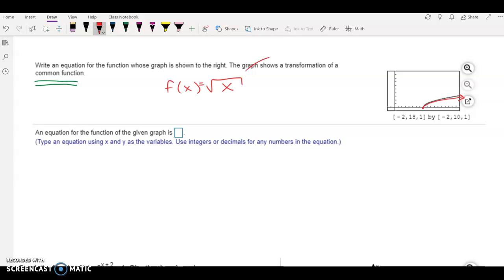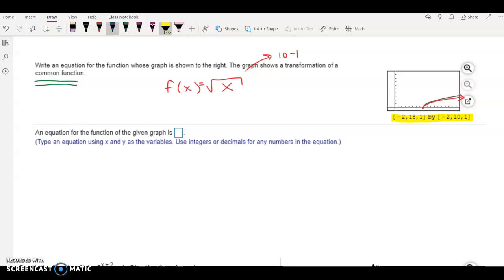The square root of x was introduced in section 10.1. So if you're like, what is a square root? Maybe go back and look at that unit. So we're expecting you to know what this looks like. Just a quick comment right here. Down here, if you see this, don't get confused by this. This is just telling you what your window is.